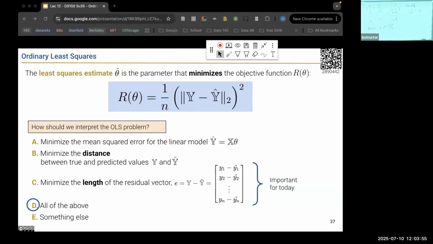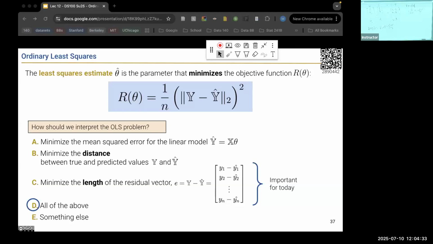Well, for B and C, remember how we were able to rewrite the MSE into this form, involving y minus y hat, this vector right here? So to minimize the MSE is to minimize that norm. And how can you interpret that norm? Well, remember, the norm of a difference of two vectors is the distance between those two vectors. So we can interpret that as minimizing the distance between y and y hat, those two vectors.